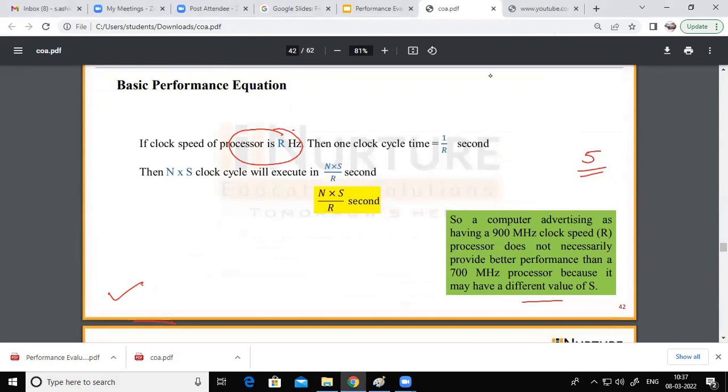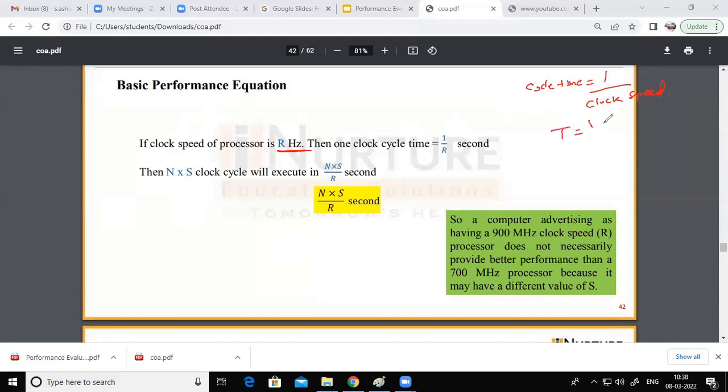See here. If the clock speed of the processor is R hertz, so I know the speed of the processor, then one clock cycle time is 1 by R. We have just seen that cycle time is the reciprocal of clock speed. You have to keep in mind that time is inversely proportional to frequency. Hertz as a unit is my frequency. So 1 by R is nothing but T, the clock cycle time. Then N into S clock cycles will execute in N into S by R. What is this N? These are the number of instructions we are talking about. Suppose N instructions we are trying to execute. What about this S?